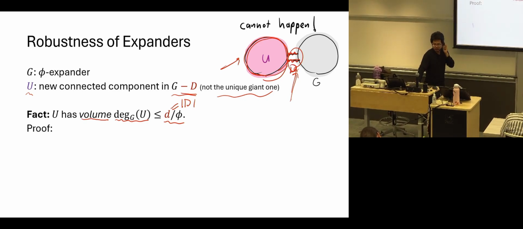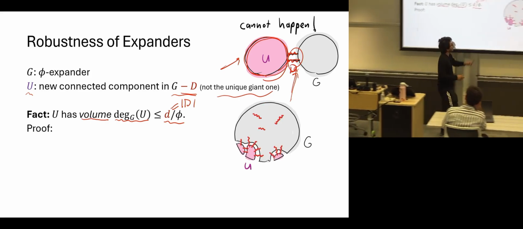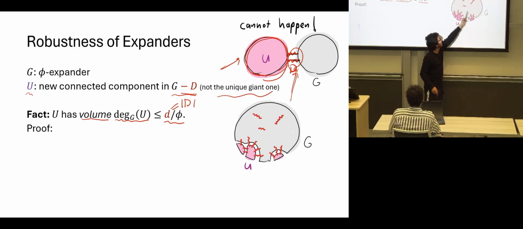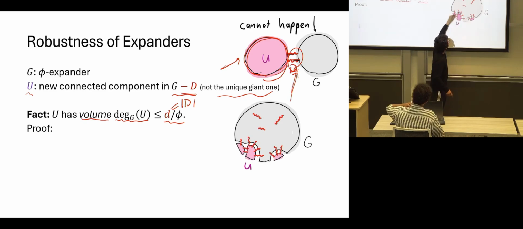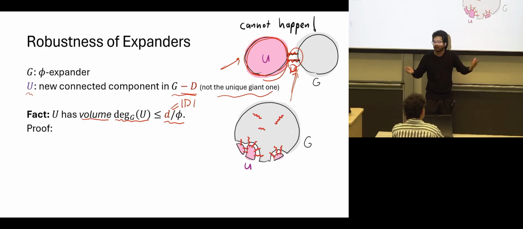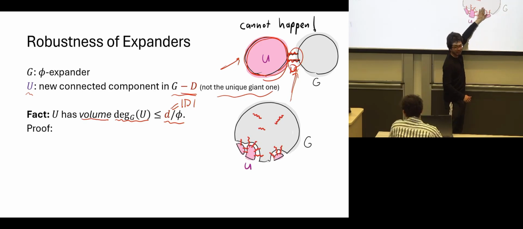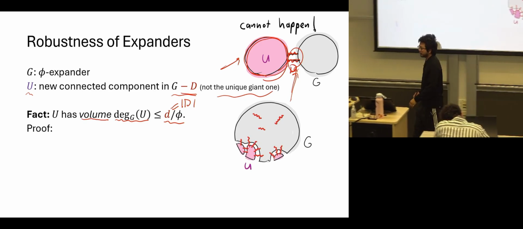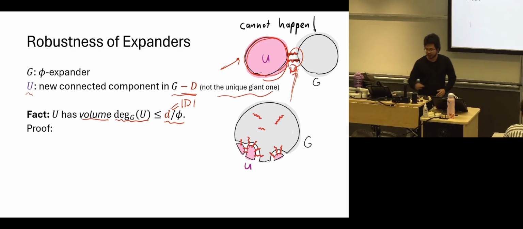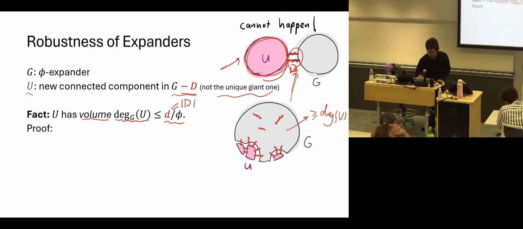Now let's say this is a graph, and the red edges are the edges that I delete, the set D. I delete it here, here, here, here, here. Let's say that after deleting, the graph splits into parts: maybe this part, this part, this part, and then there is some giant component here. By giant component, I just mean the one whose volume is more than half of G.